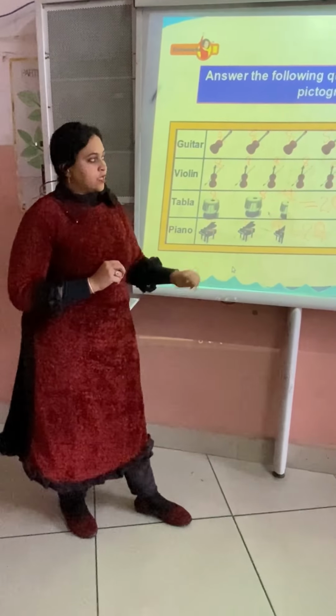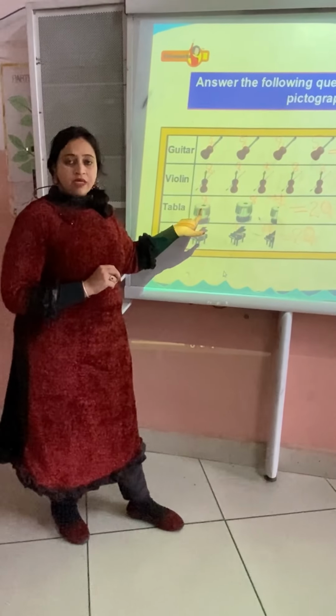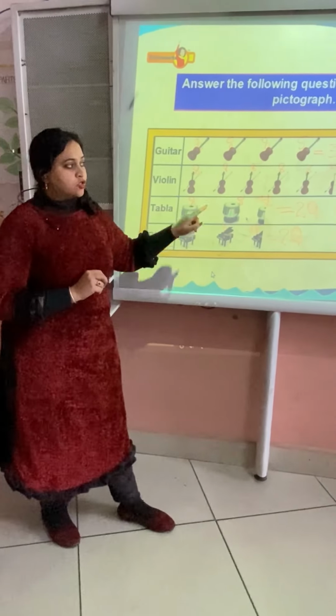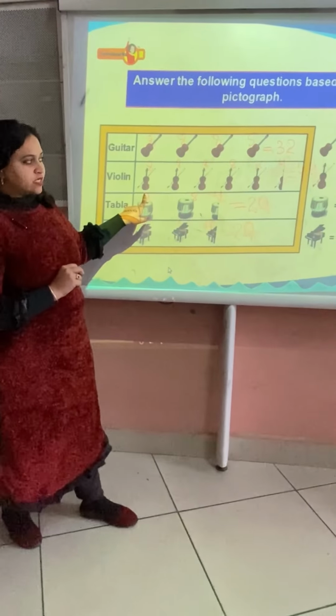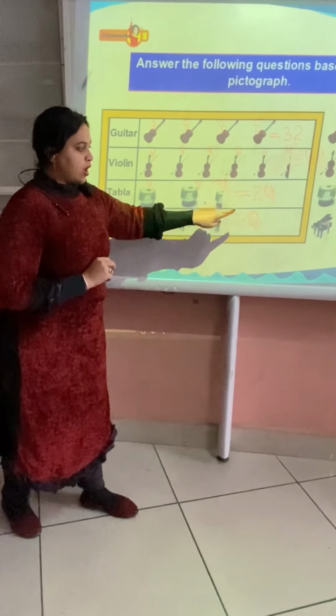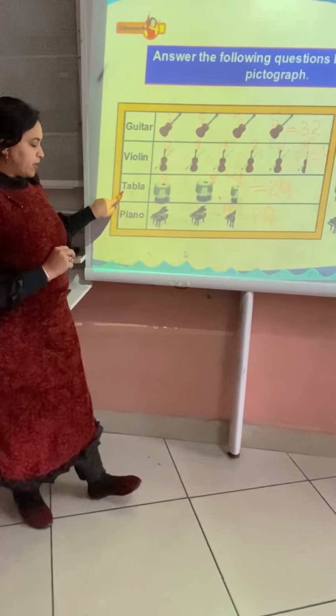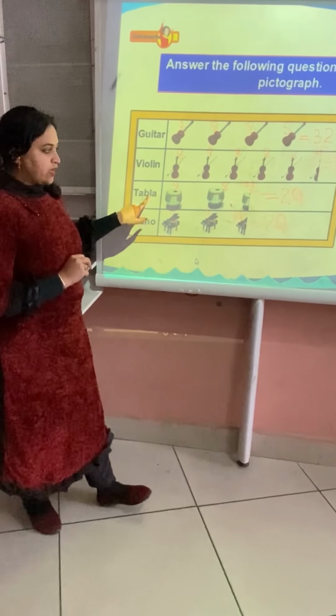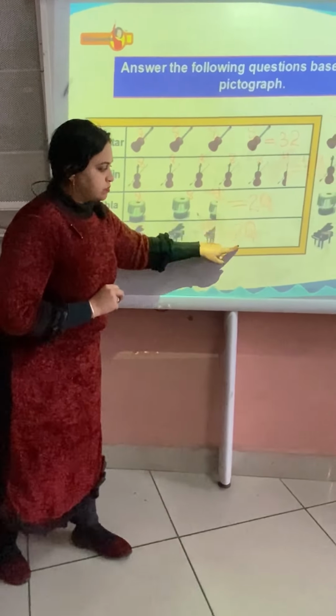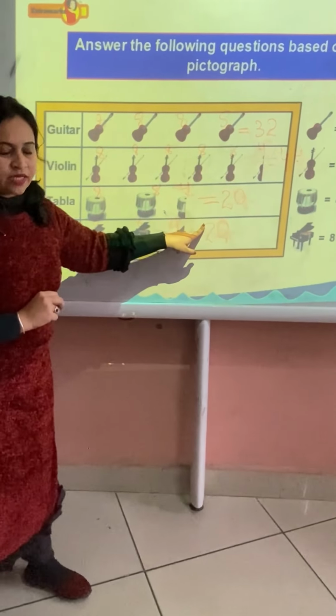And if I ask you which instrument is used by the least number of students or minimum number of students, then least and minimum mean sabse kam. So which is that? In that two options will come. It is tabla and piano. Why? Because they have the same number of students here.